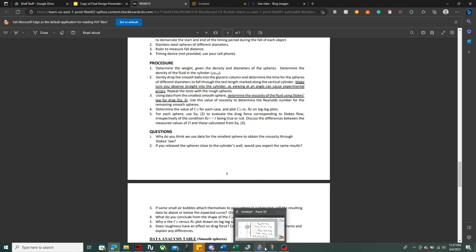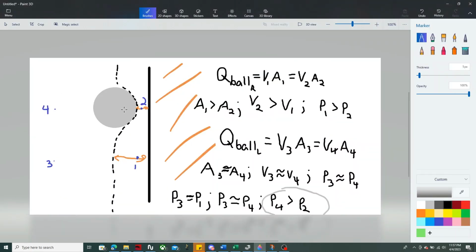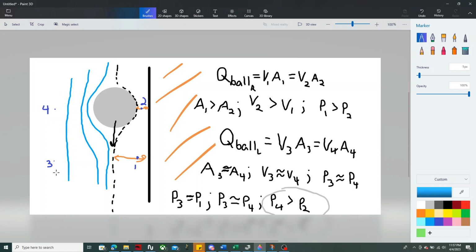So I made this sketch, and I'll walk you guys through it. Let's say there is this ball. This ball is falling through the fluid, so it's traveling this way, and it's traveling close to the wall. So fluid is going to move around it like this, right? And it starts to peter out, and then once you get way out here, we assume that it's flat. What gets interesting is right here.